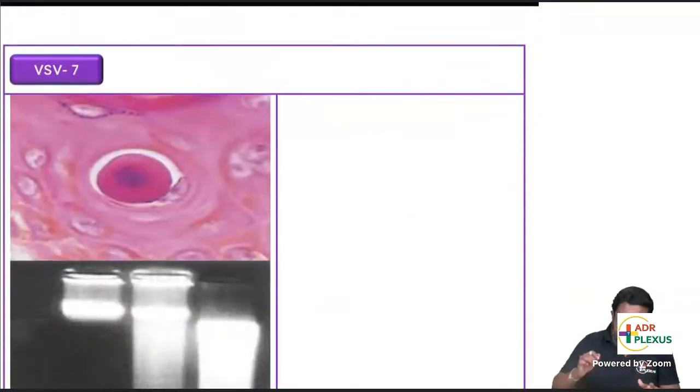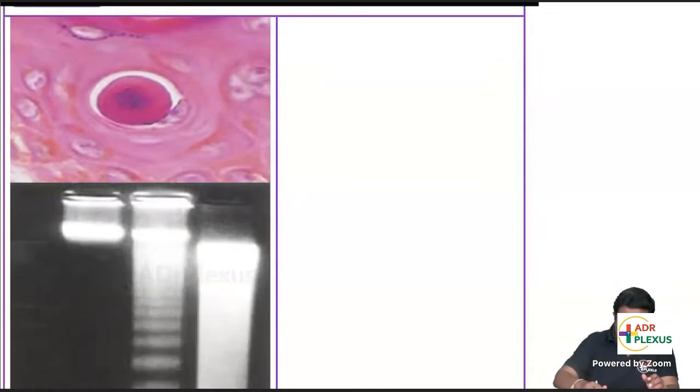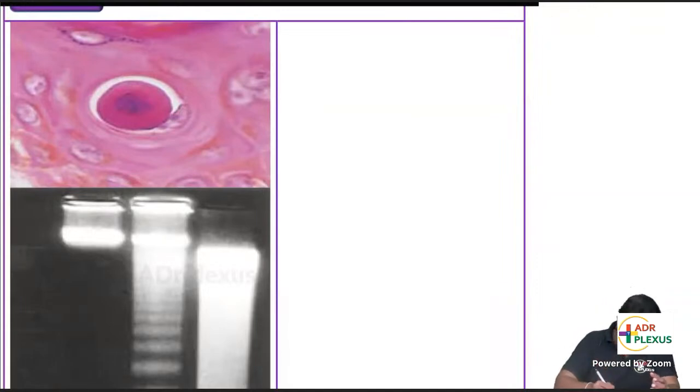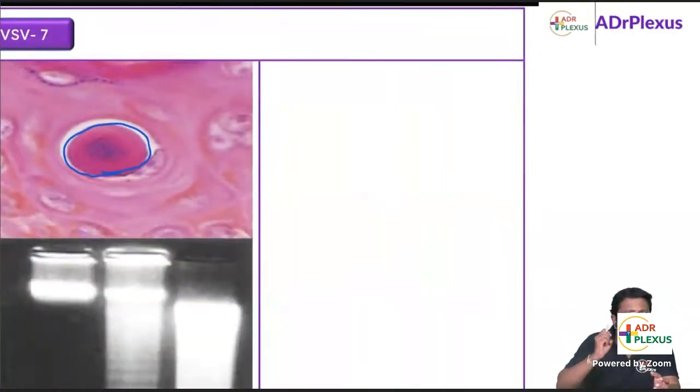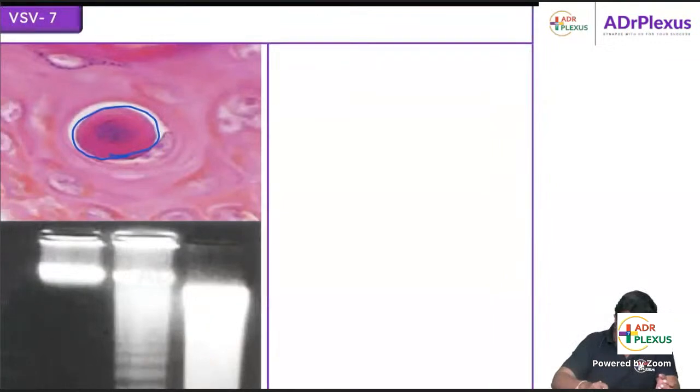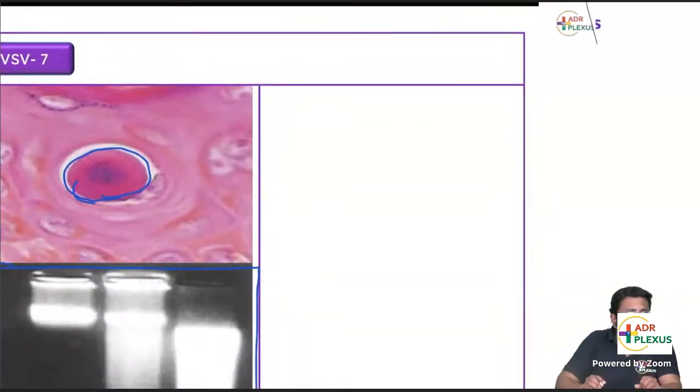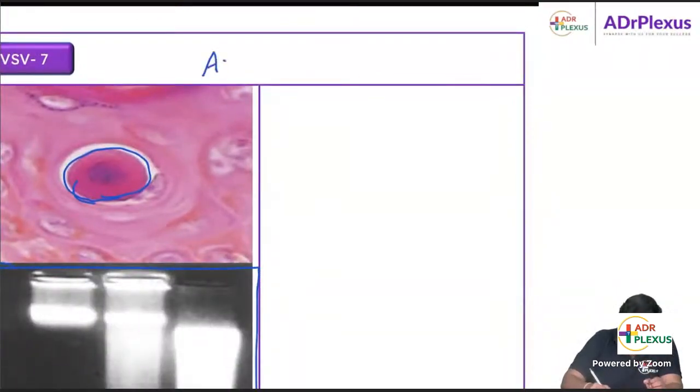Now moving on to the other important topic. This is actually a case of lichen planus, a squamous epithelium. I am taking lichen planus as an example. You can see what change you are observing here: the cell size has shrunken, and serum electrophoresis is revealing this pattern. What is this change? We will take this as an example to discuss apoptosis.